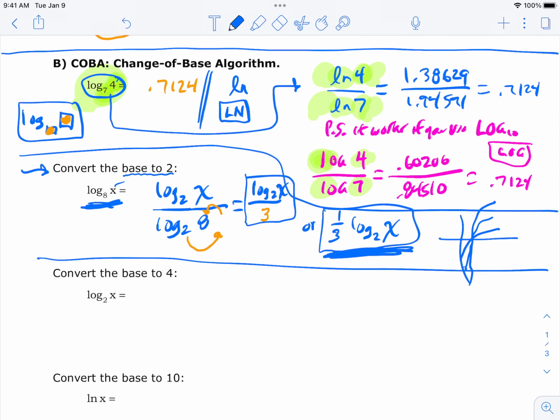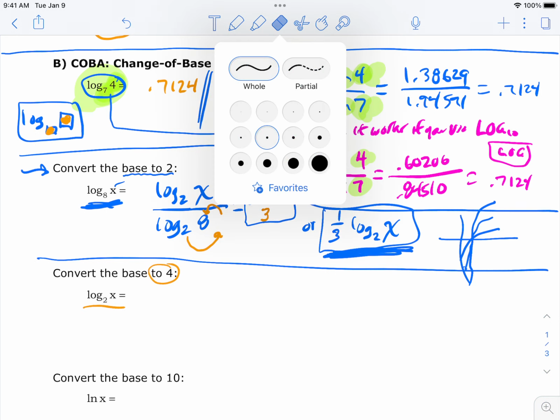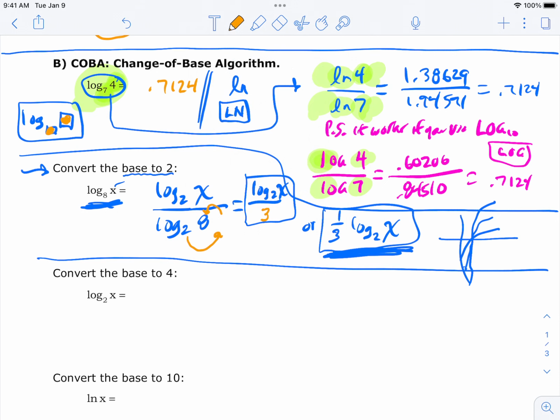Let's do that again. Let's take this thing, which is a log base 2 of x. We want to make it not a log base 2, we want it to be a log base 4. So how does this go again? You say, I want a log base 4. So I'm going to set up a log base 4 on top of a log base 4. What goes into this log is the x. What goes into this log is the 2.